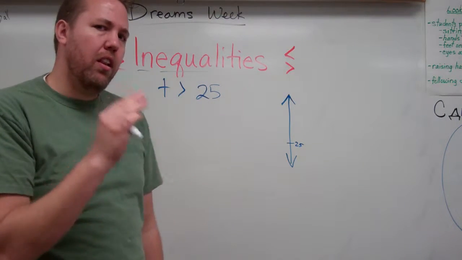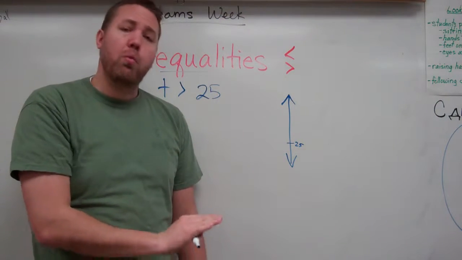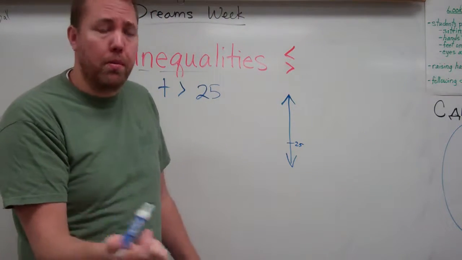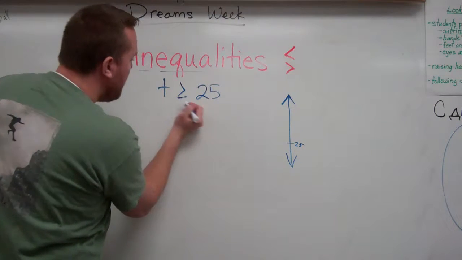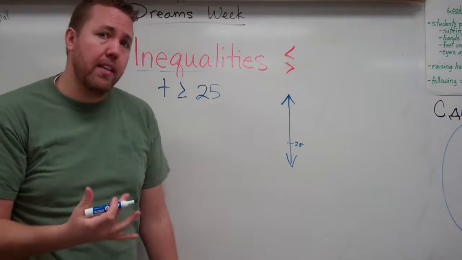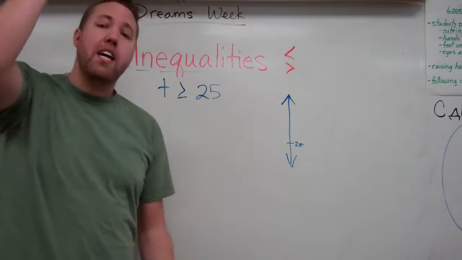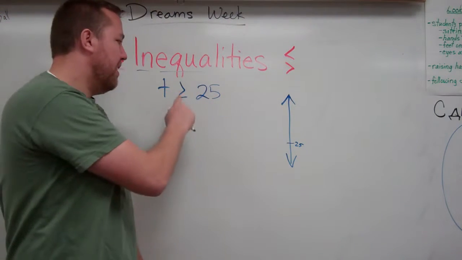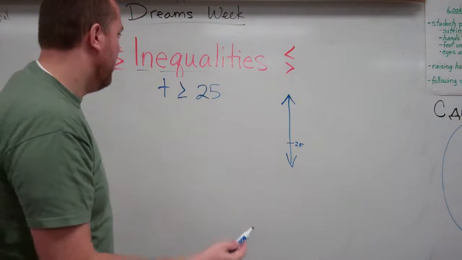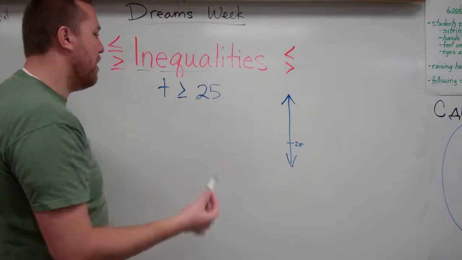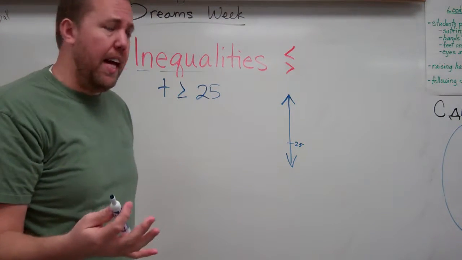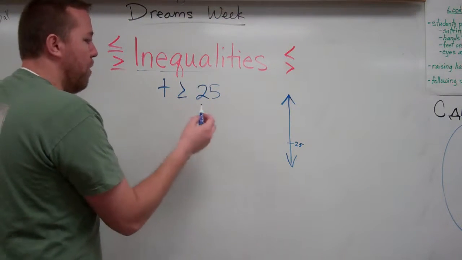But wait, I said the lowest it got was 25. So did it get 25? Yes, it did, and that's when we put the equal sign. The temperature was equal to 25 at some point in this day. The rest of the day, it was greater than, but because it did reach 25 degrees, we have to include the equals symbol there. So greater than or equal to 25. So understanding that, let's look at graphing this.